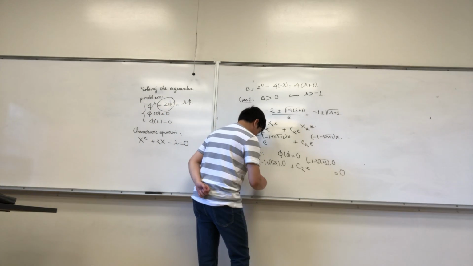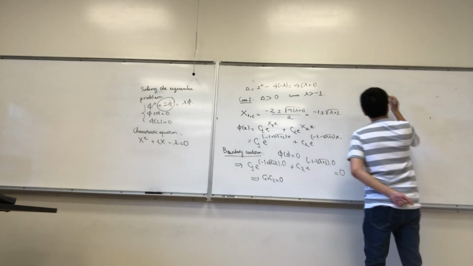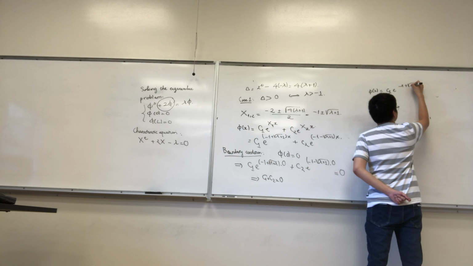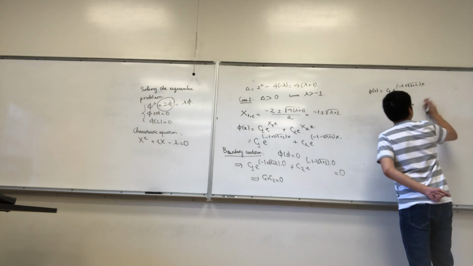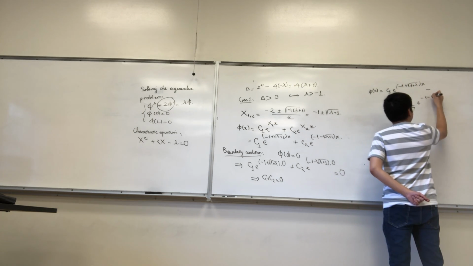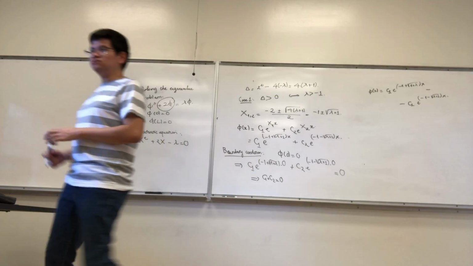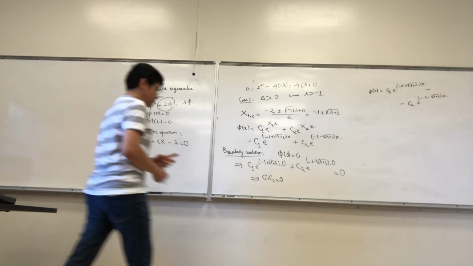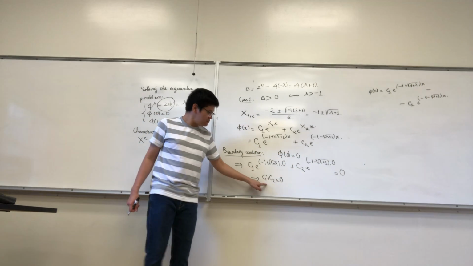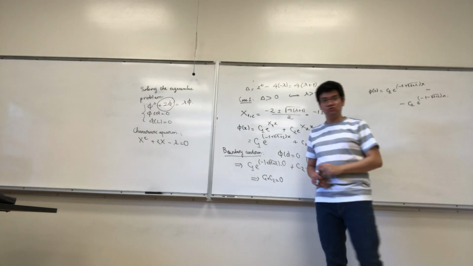So this means that C1 plus C2 is 0. All right? Which means that phi of x will be C1 e to the power minus 1 plus square root of 1 plus lambda x, minus C1 e to the power minus 1 minus square root of lambda plus 1 x. All right? So you replace C2 to be minus C1. So from this, because the exponential of 0 is 1, this means that C1 plus C2 is 0. I replace C2 to be minus C1. So this is the form of the solution. What is the next step?